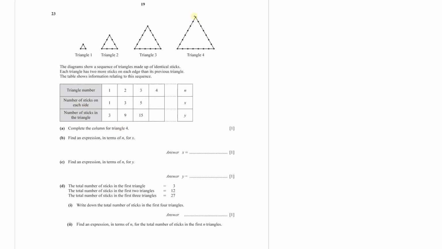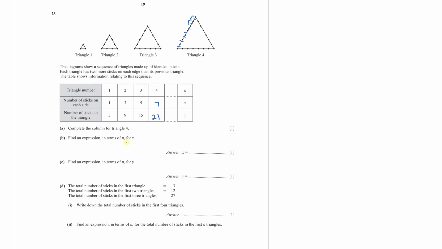So this is your stick. This is one stick, this is the second. Third, fourth, fifth, sixth, seventh. So 7 sticks on each side for triangle 4. And the number of sticks in the triangle would be 7 times 3, because you have 3 sides. So that would be 21.